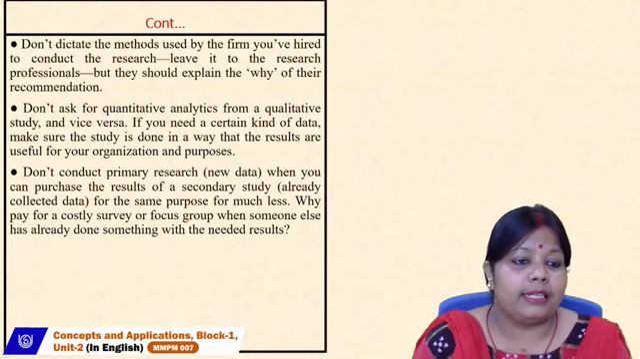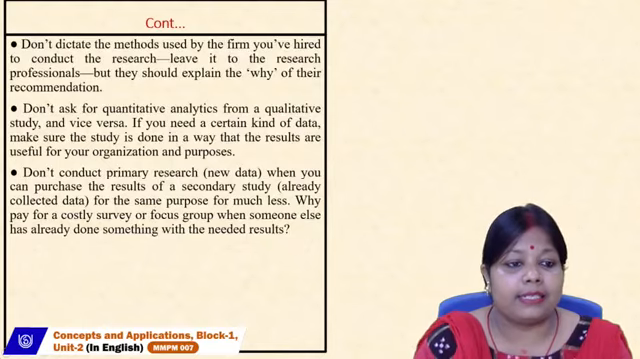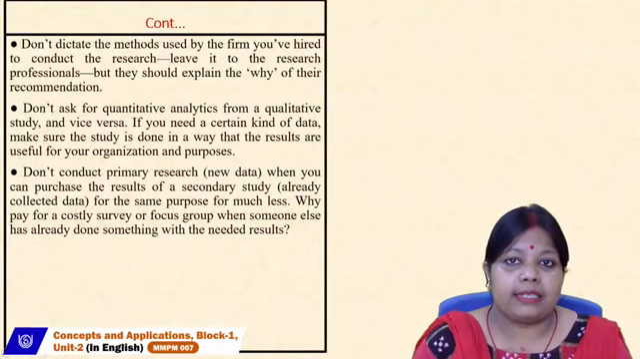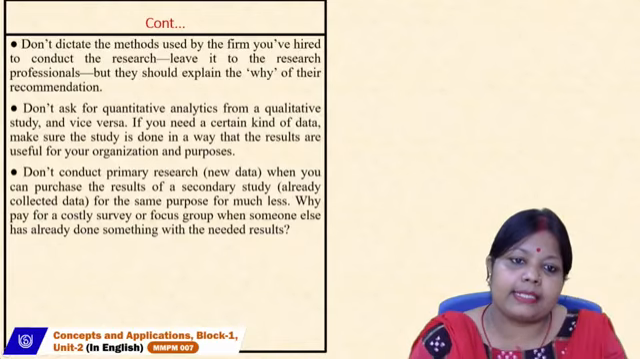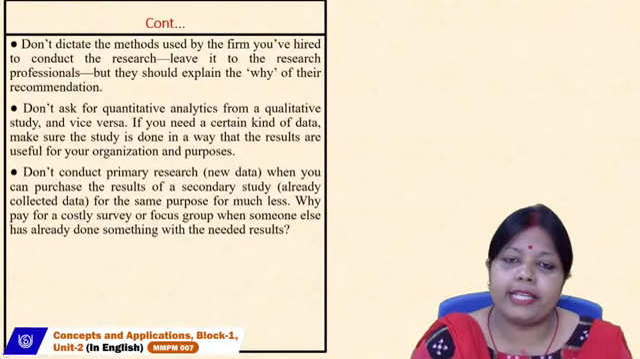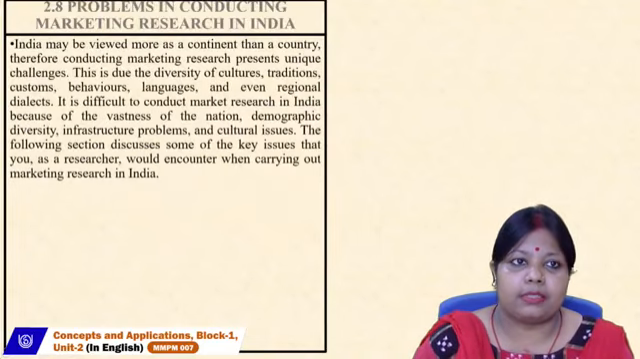Last but not the least, in the list of don'ts, don't conduct primary research, meaning new data, when you can purchase the results from a secondary study for the same purpose for much less. Why pay for a costly survey or focus group when someone else has already done that? It means when we require some secondary data, we should not go for primary data, because we know collection of primary data takes another cost, which is purely unnecessary for the firms. So we should be very careful about the data which is already there. We should not go for primary collection.